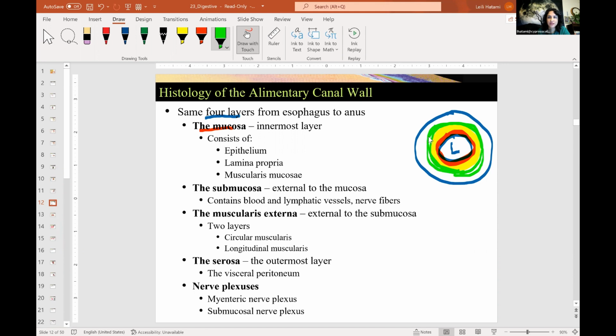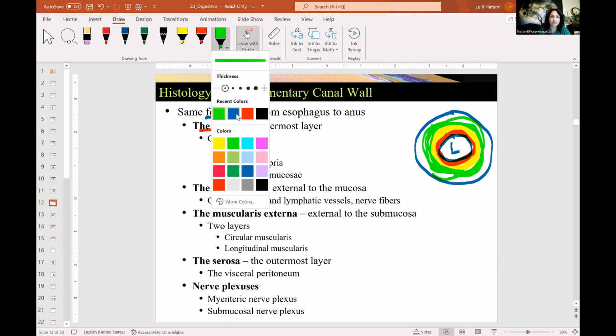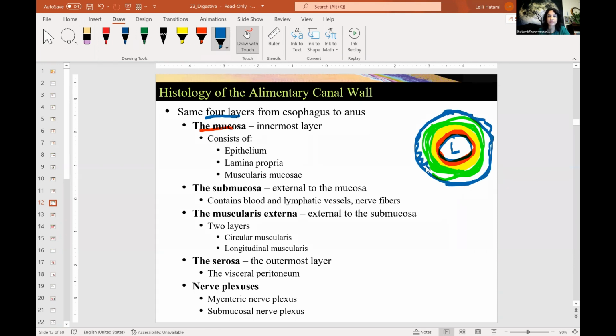And then the outermost layer would be the adventitia or serosa layer. The mucosa layer, which is the innermost layer, consists of 3 sublayers: the epithelium, the lamina propria, and muscularis mucosa. The epithelium can be different in different parts of the alimentary canal. In the esophagus, we have the stratified squamous epithelial tissue, which is thick because of the protection. But from the stomach to the rectum, there is simple columnar epithelial tissue.